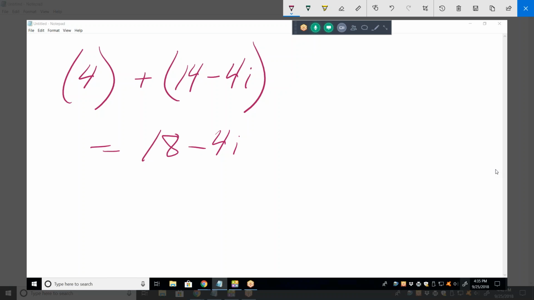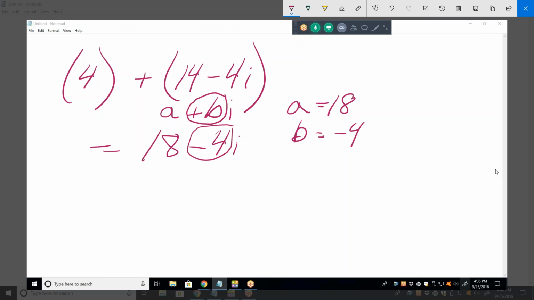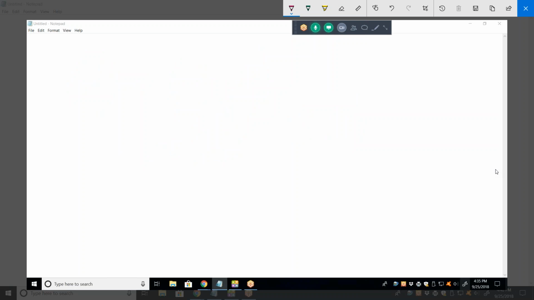Okay. And again, this is in a plus bi, where a is 18, b is what? Actually, b is negative 4. b is a real number, and it's the coefficient of the i. In this case, the coefficient is negative 4. It does not include the i. In other words, notice it's a plus b times i. All right, what else you got?